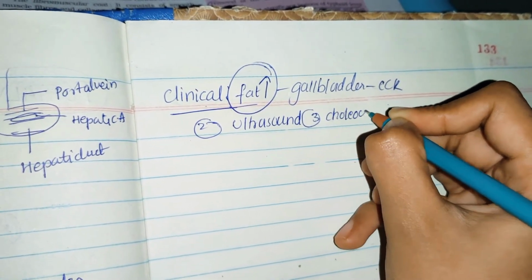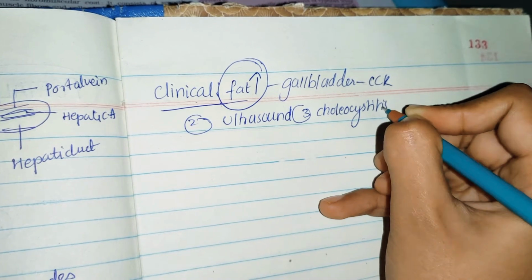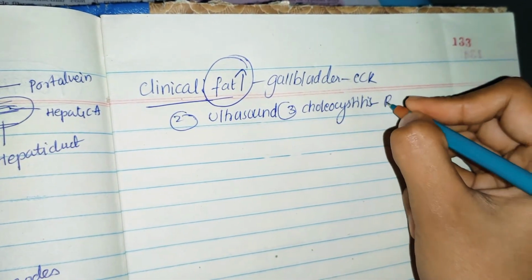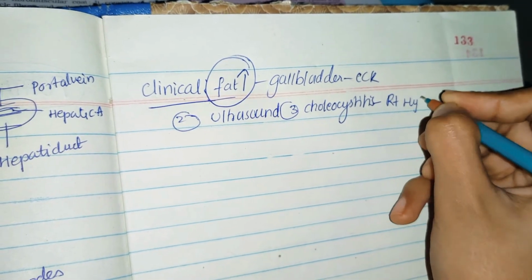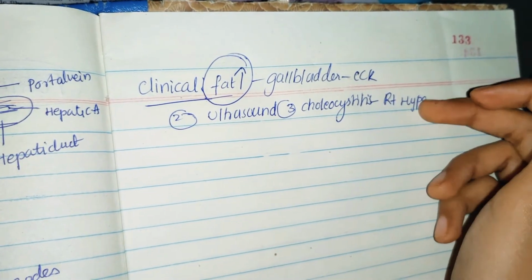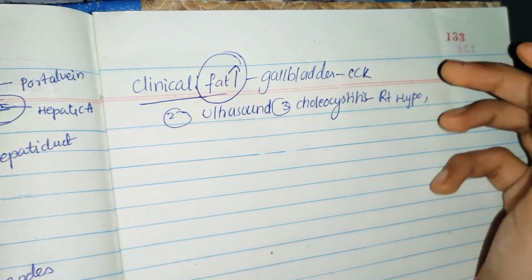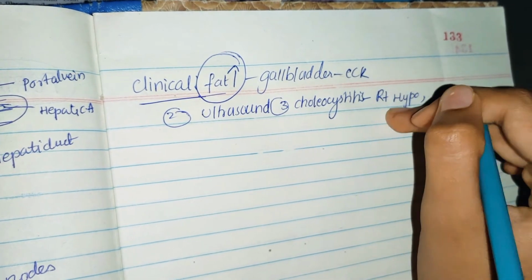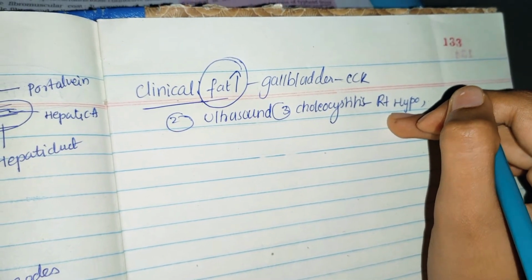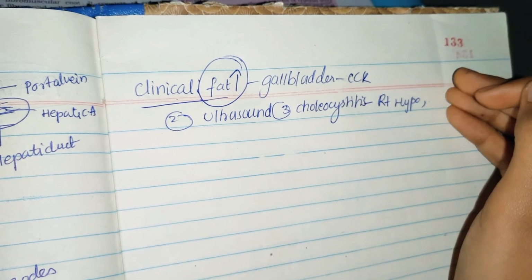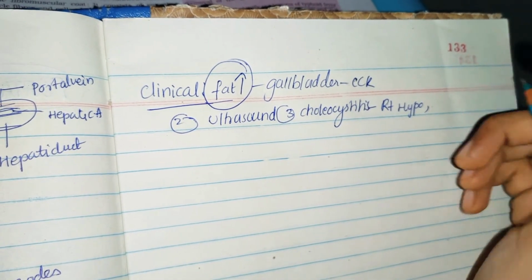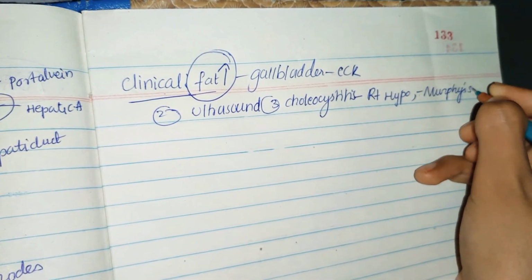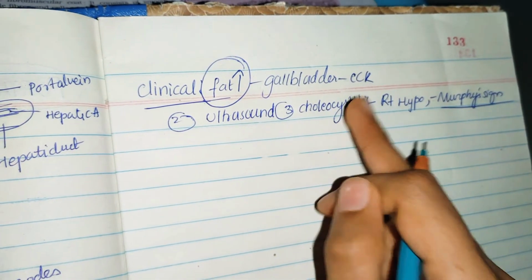And the next one is cholecystitis. In the name itself you can see that whenever you get itis, it means inflammation of the gallbladder. Whenever there is inflammation of the gallbladder, there will be severe pain in the right hypochondrium region, which will also radiate to the inferior angle of the right scapula and also the right shoulder. This sign is called Murphy's sign. Murphy's sign is very useful to check for inflammation of the gallbladder.